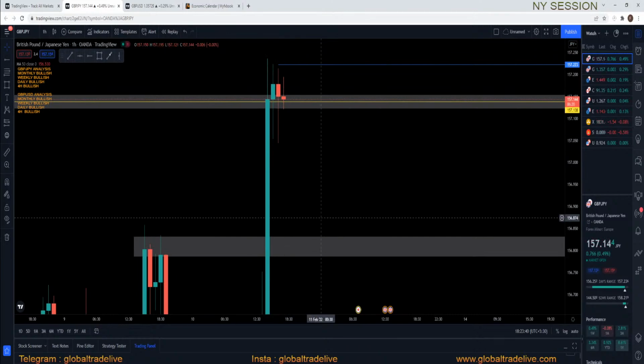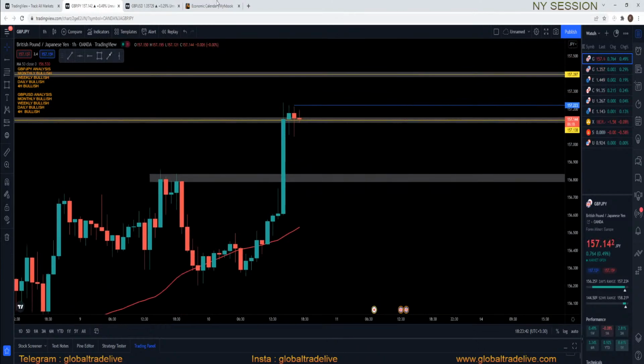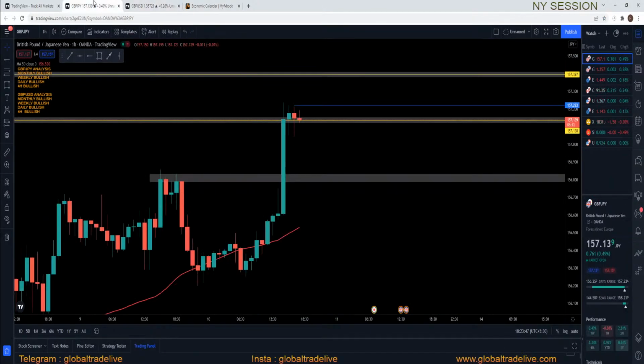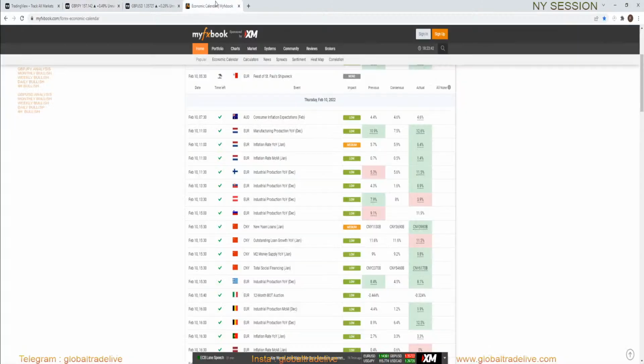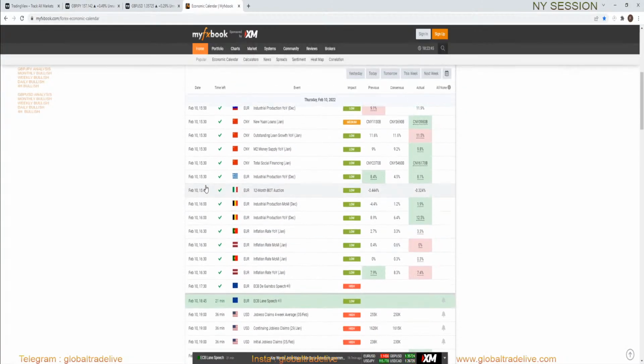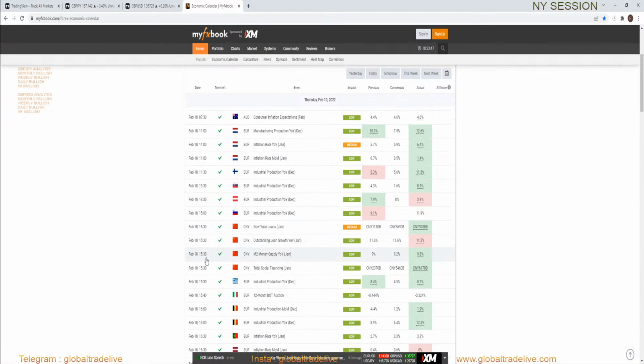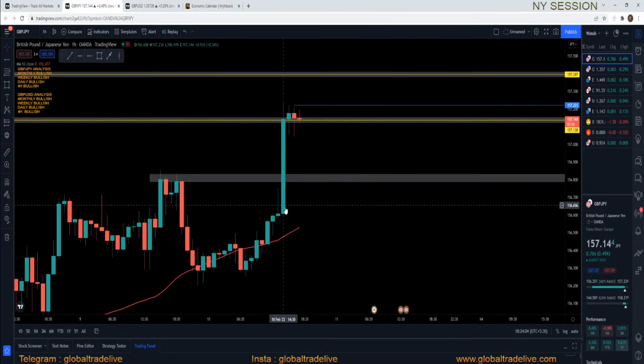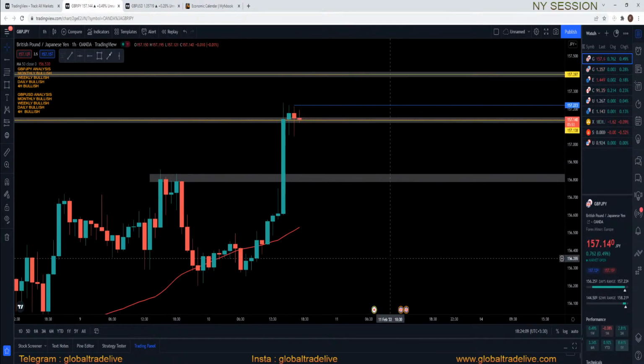Actually, why did this movement happen over here? Was there any news today? This happened around 1:30, 3 o'clock. There was no news. So there is a chance that the market will correct this move over here. Yeah, there is a chance of doing that.